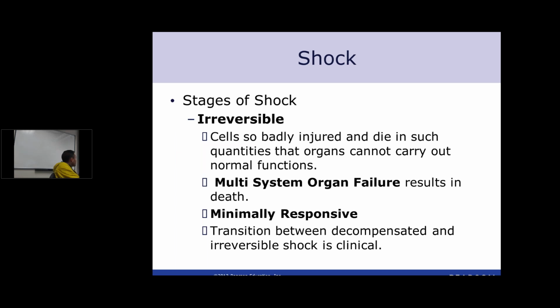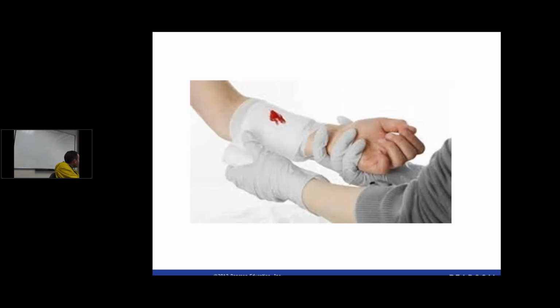Irreversible, obviously, shock is from a cellular level, and those cells are so badly injured that you can't save them. You have multi-system organ failure. Patient cannot respond to any kind of treatment, and they die.